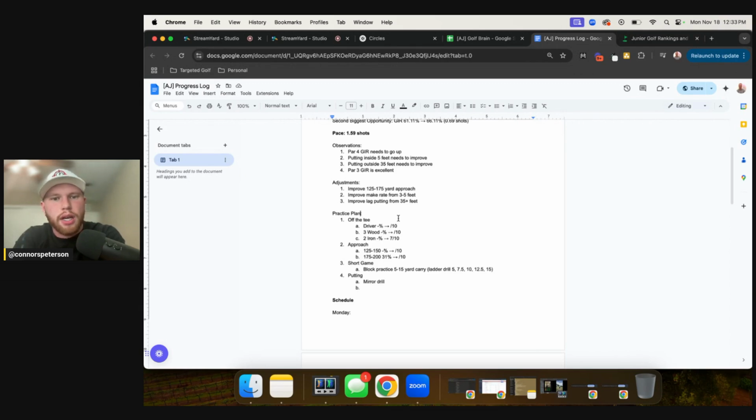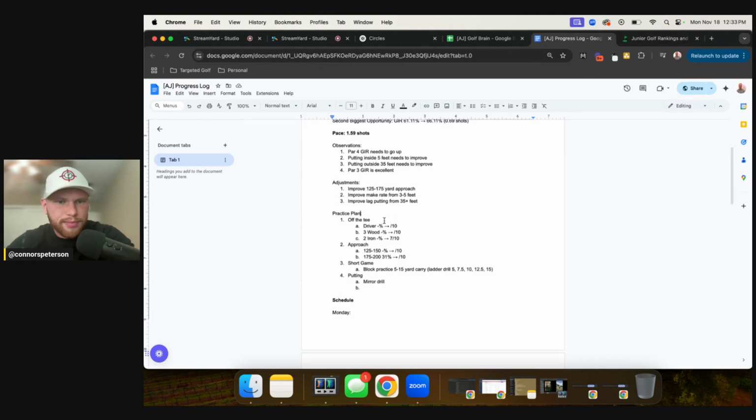I also want the player to touch every part of their game, because one of the things that can happen is if you only work on, let's say, your approach play for a period of time, then your putting drops off. What are you supposed to do with that? It's not helpful. We didn't move forward, right? So we need to keep all parts of our game sharp, even if we're already performing at a high level. And so that's why I like to structure things the way that I do.